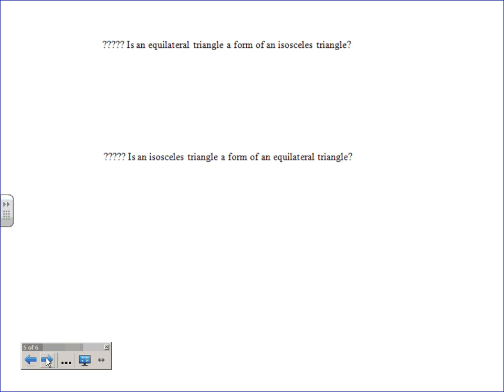Is an equilateral triangle a form of an isosceles triangle? Is it a type? Yes, it is. How about is an isosceles triangle a form of an equilateral triangle? Does it have to be, in other words? So in other words, this top one, is this true? Equilateral is a form of isosceles. Yeah, that's always true, right? There's no way around that. Is it possible that this one could not be true, this bottom one? Yeah, so I would say yes to the top one and no to the bottom one.